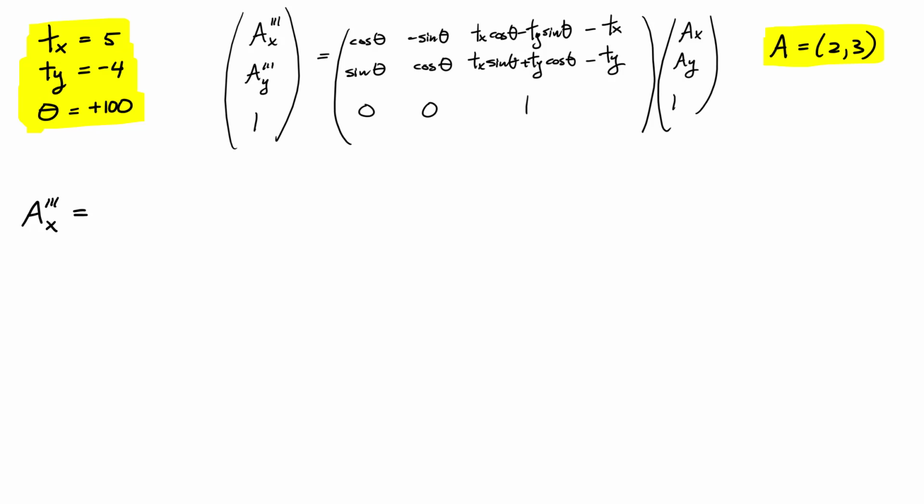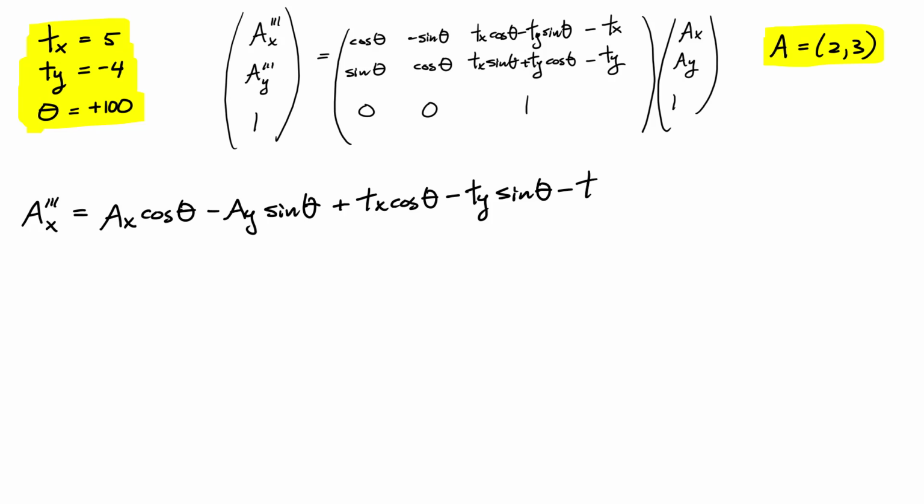All right, you carry out now this matrix vector multiplication. You get something like this. Oh, sorry, let's get rid of this. All right, so that would be Ax cosine of theta. What else? Minus Ay sine of theta. Okay, and then the last term now, I still have all of this. Plus Tx cosine of theta minus Ty sine of theta and minus Tx.